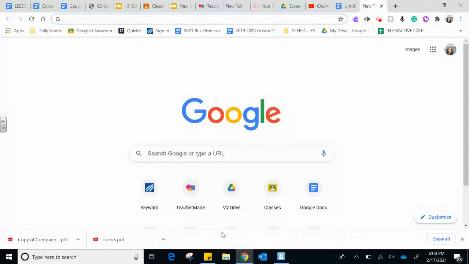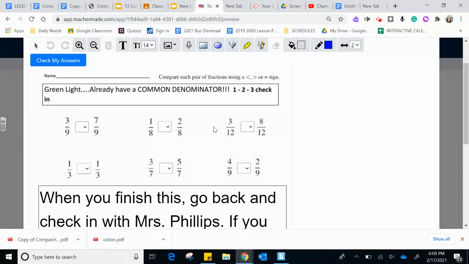So your next task is quite simple. Let me find it. Yes, here it is. You are going to do the next activity, and it is just seeing that you understand how to do green light fractions that already have a common denominator.